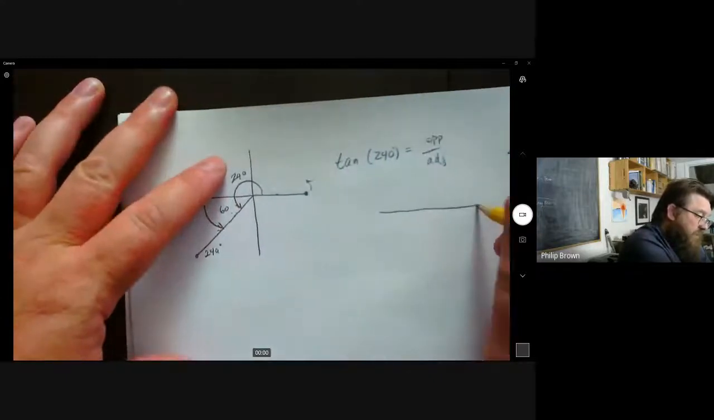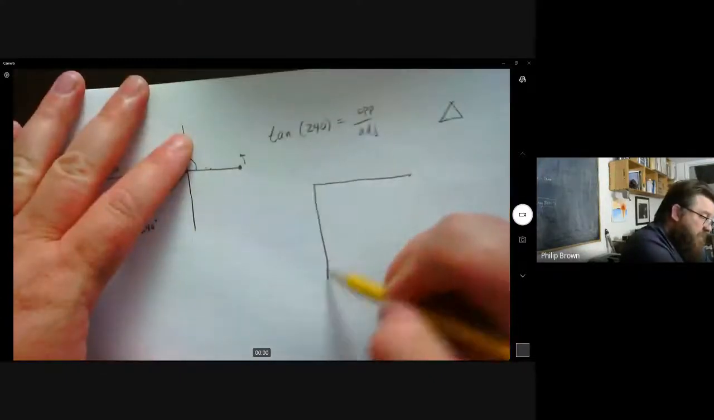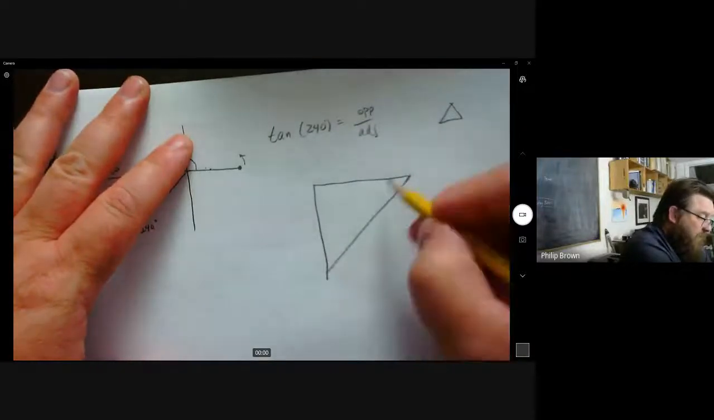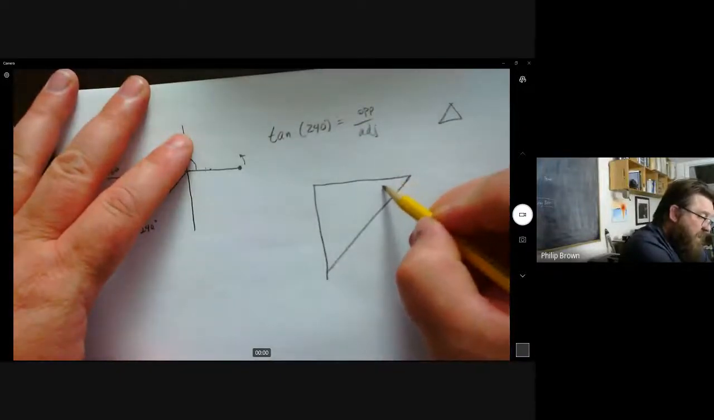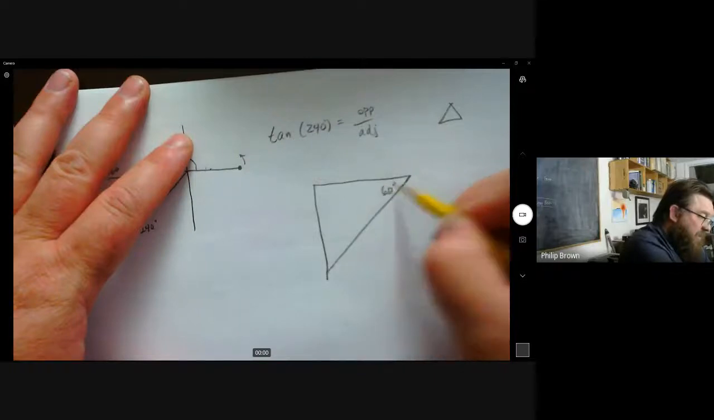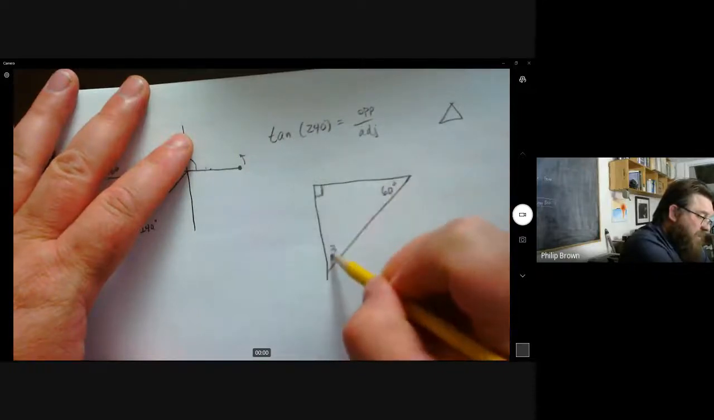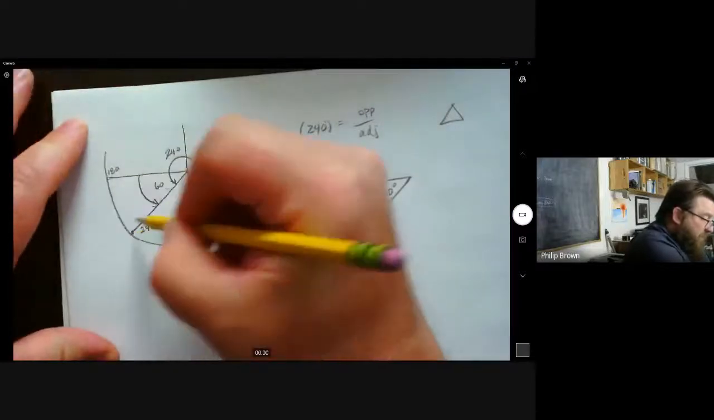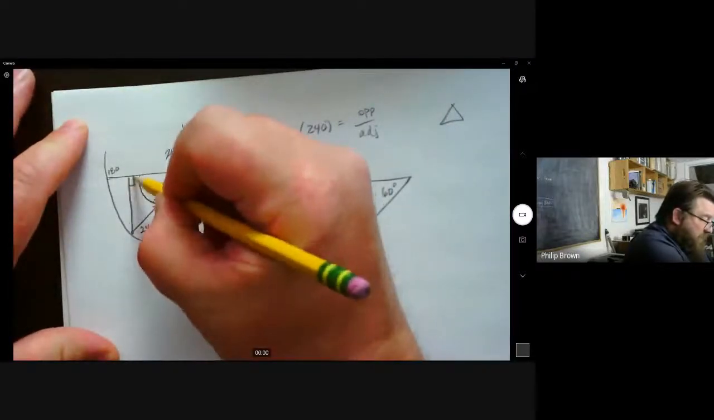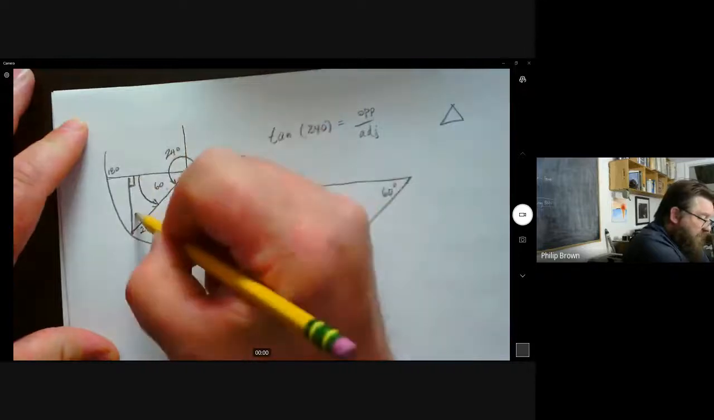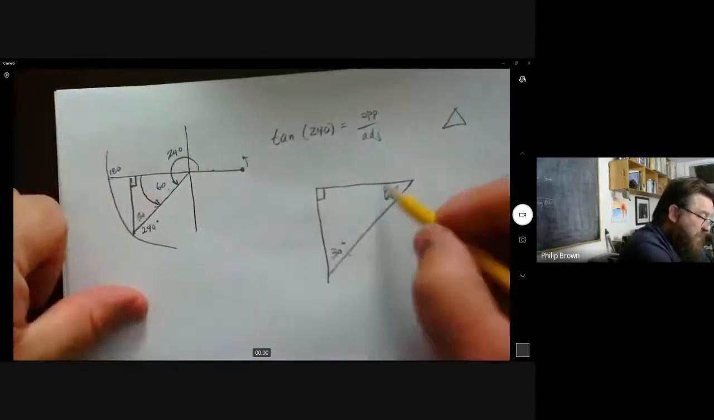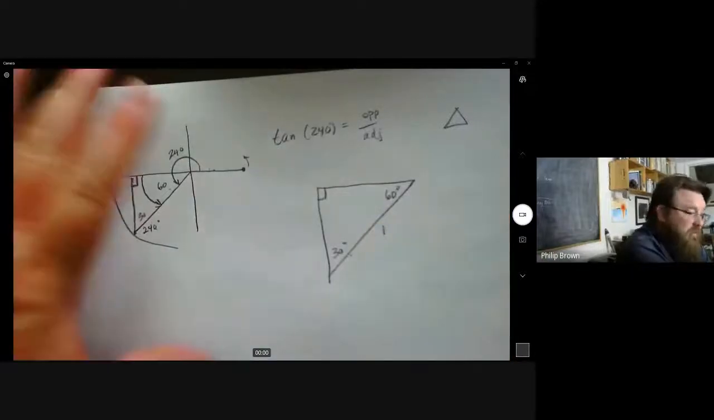Okay, so let's say, oh, that's totally not to scale. Let's say that's our 60, and let's say that's our 30. So this is in the middle of a circle right here, right? So let's say we just drew a right triangle right there. So this is 60 and that's 30. Good? And this is 1. The hypotenuse is always 1.